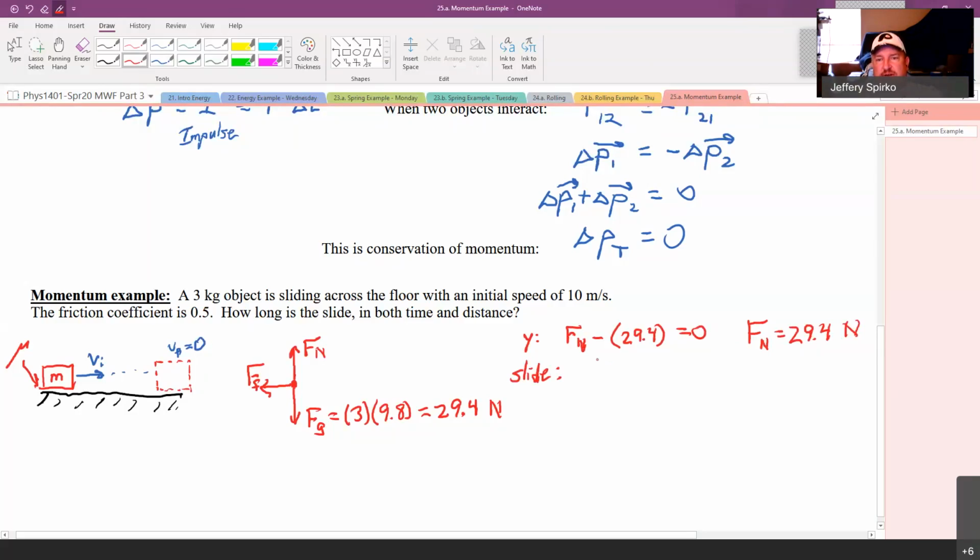For the sliding friction, force friction is the kinetic coefficient of friction times the normal force, which is 0.5 times 29.4, which is 14.7.